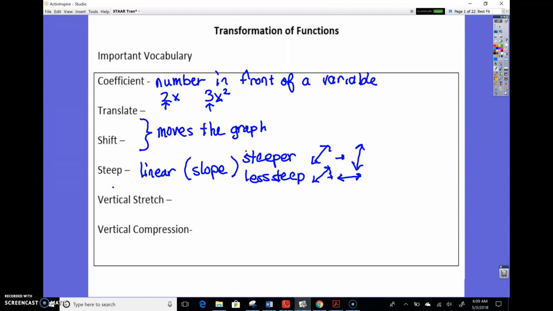Now a vertical stretch of the parabola usually makes it narrower, more narrow. We say more narrow in English. Vertical compression means that you're flattening it, so it becomes wider.